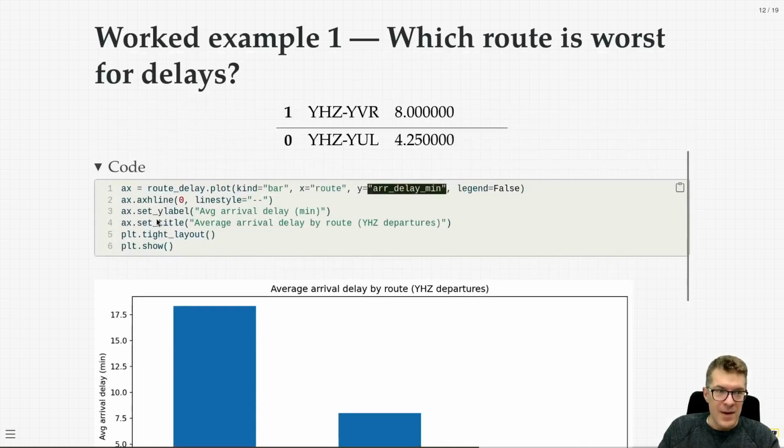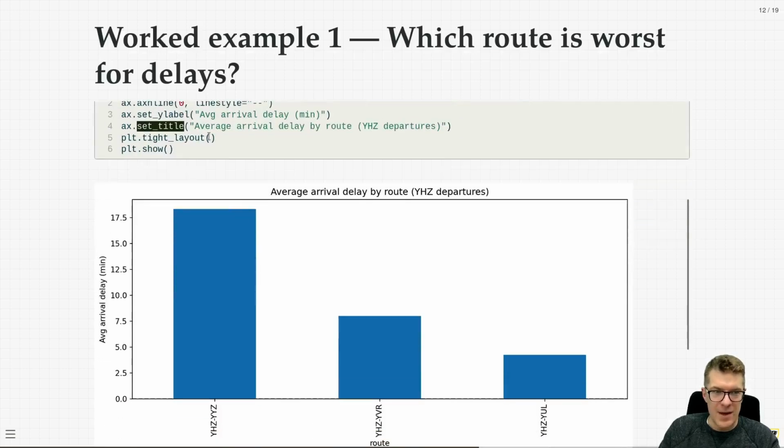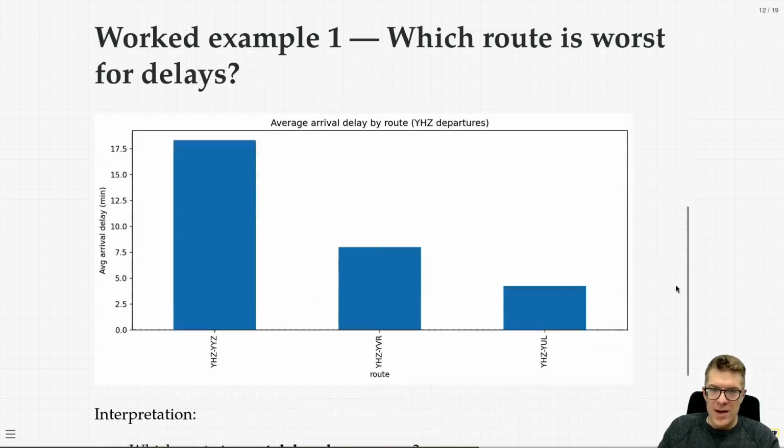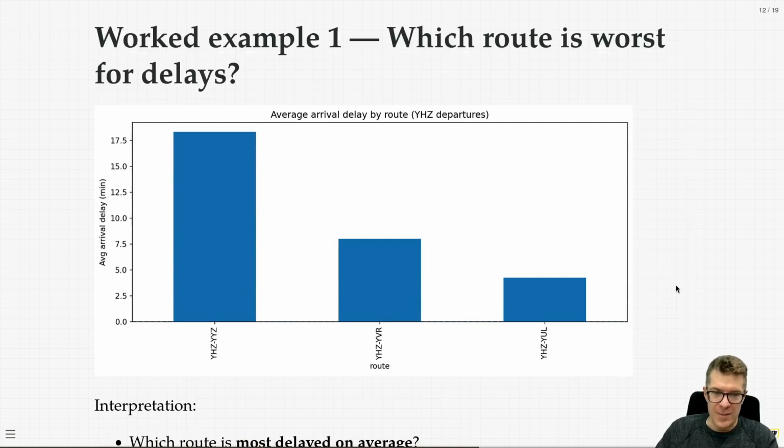Regardless, I create a horizontal line of value 0. It looks like a dashed line. I set my Y label, I set my title, I set my tight layout, and then I show the graph. And now I have this graph. So now I have information about the different routes. Every route will have many flights. The average of those flights per route are shown here in this graph. So the delays to Toronto are longer than the ones to Vancouver, which are longer than the ones to Montreal.